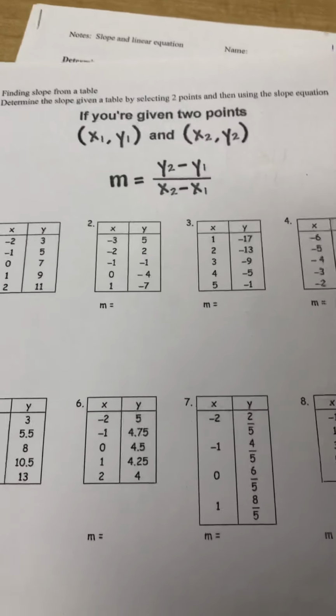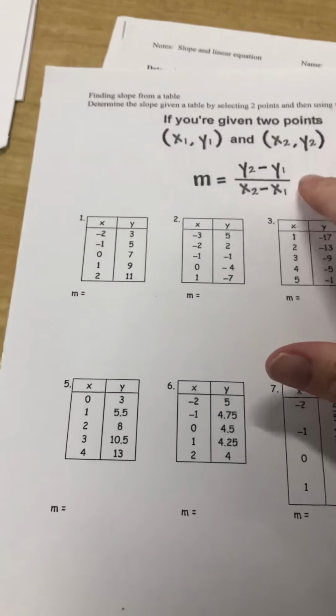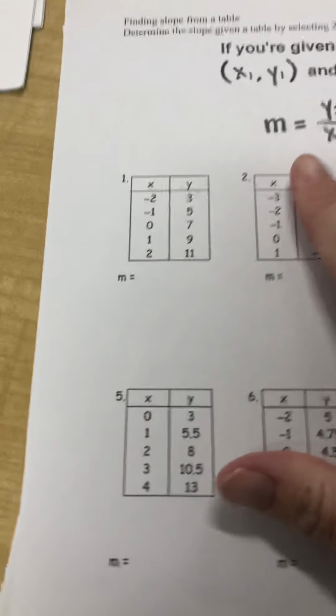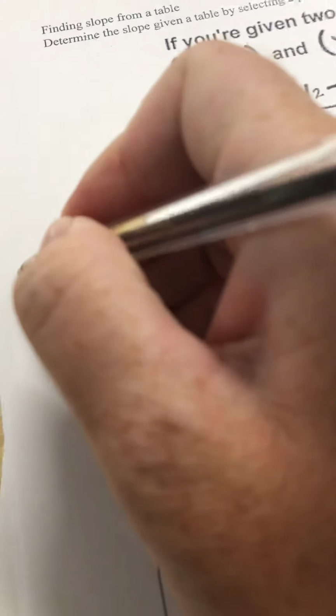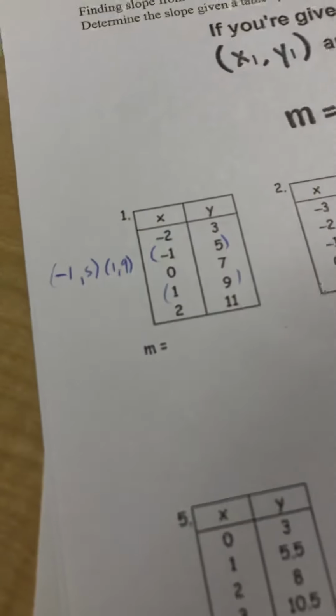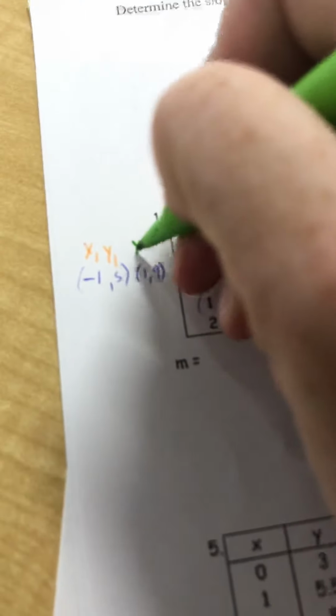All right, you're given 2 points. So sometimes they give it to us in a table, and I'm going to tell you the easiest way to do this is to just pick 2 points. So we're going to pick this -1, 5 and 1, 9. It doesn't matter which ones, you can put them right next to one another or not. But if this is my x1, y1, this is my x2, y2, we already know the equation right here.